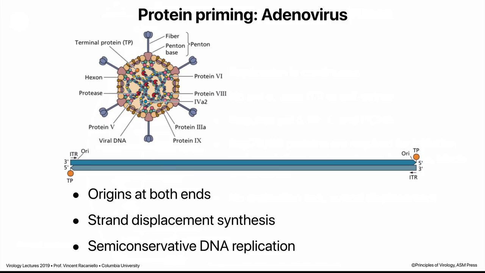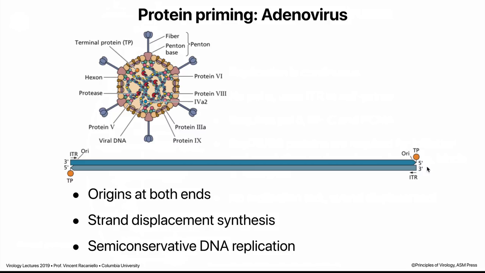Moving to bigger genomes, adenovirus, double-stranded DNA, 35,000 base pairs in length, wrapped up inside the icosahedral capsid. As you can see here, it's bound to a variety of proteins. These genomes have origins at both ends. And again, an origin simply means that's where DNA synthesis occurs.